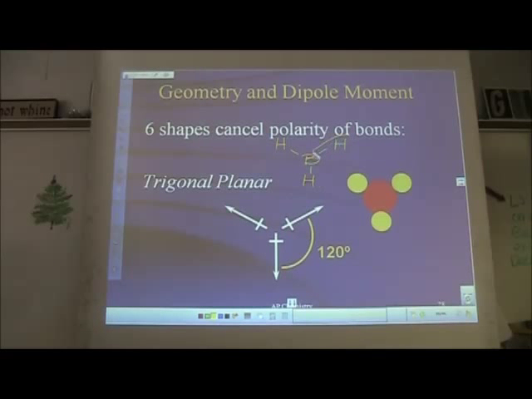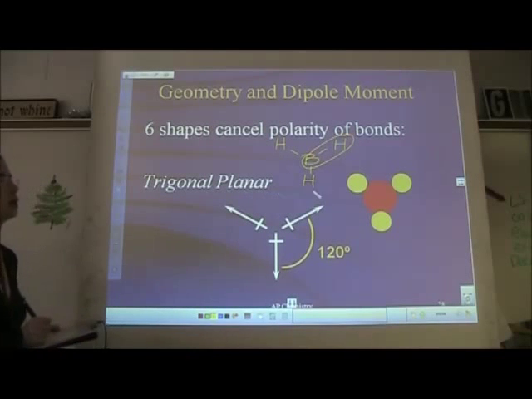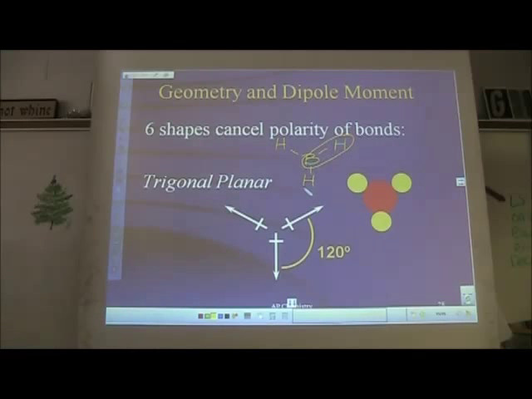Is this a polar bond? Yes or no? Yes, but although this molecule contains polar bonds, the trigonal planar shape cancels out the polarity of the bonds. It's not impossible, and I'll show you an example in just a minute, but for the most part, yes. If it's symmetrical, it's going to be nonpolar.